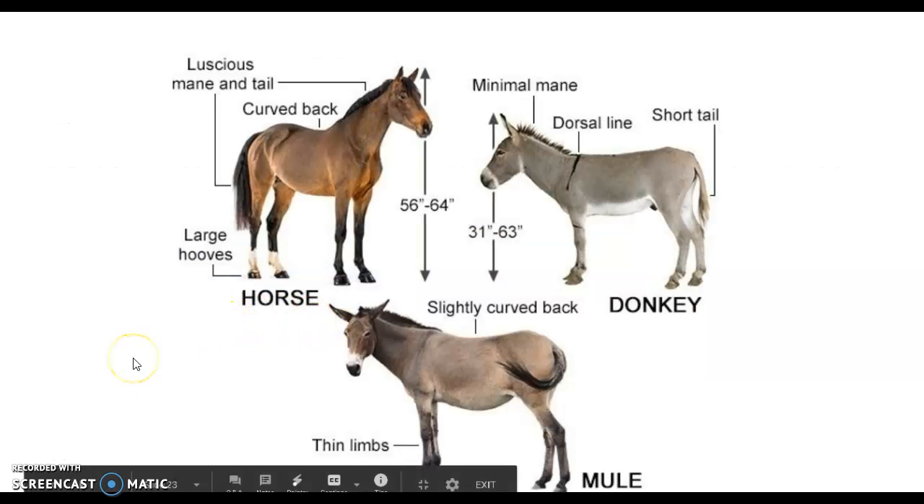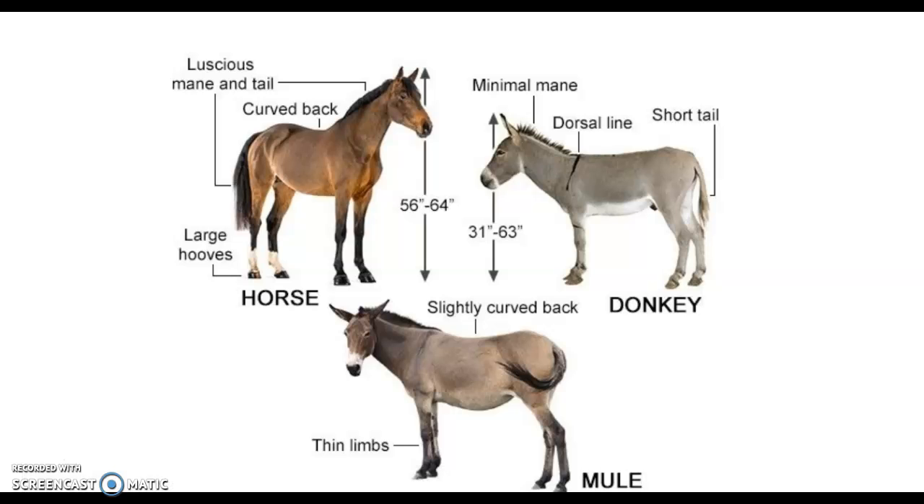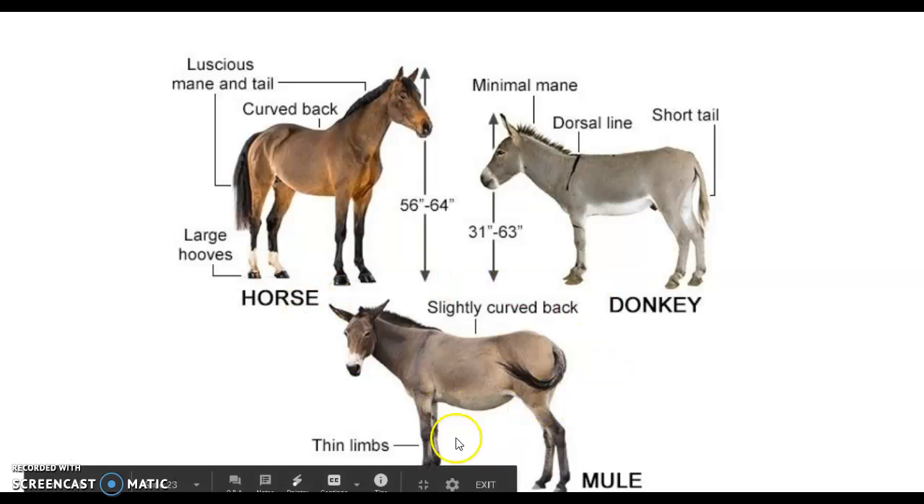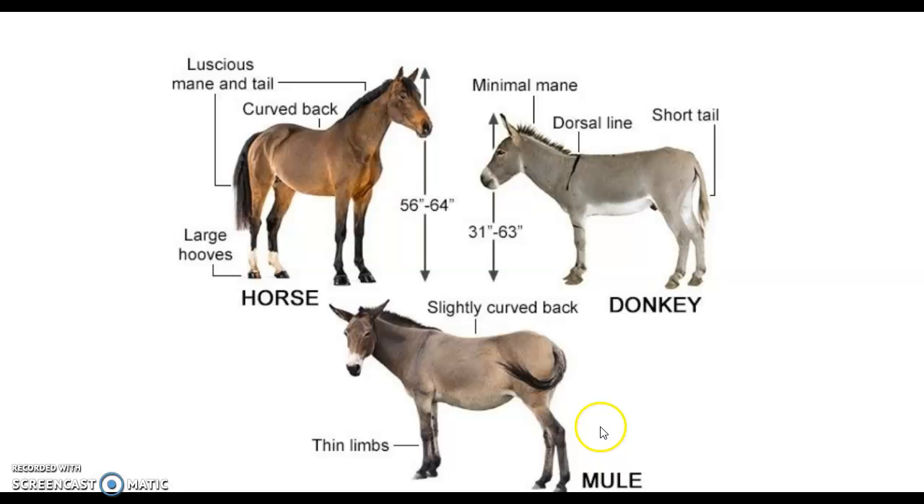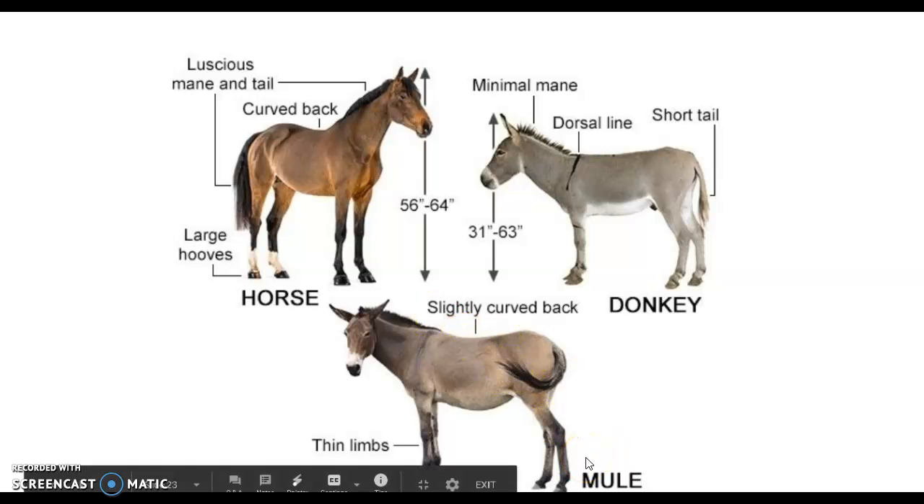On the other hand, if we take a horse and a donkey and breed them together, they can produce offspring, and these are called mules, but the mule itself is sterile. Two mules cannot breed and produce offspring.